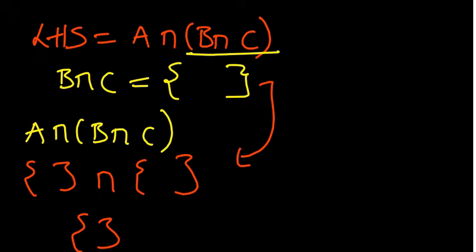Then go to the right hand side, do the same. Begin by finding what is in the brackets and then show. That is basically how you get to deal with associative laws. Very, very simple and straightforward.